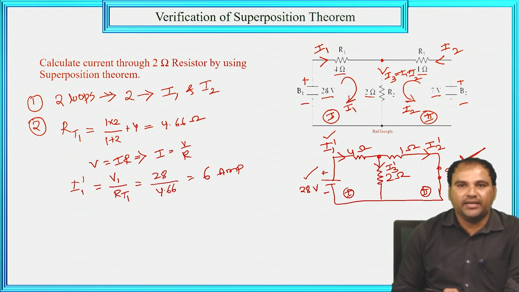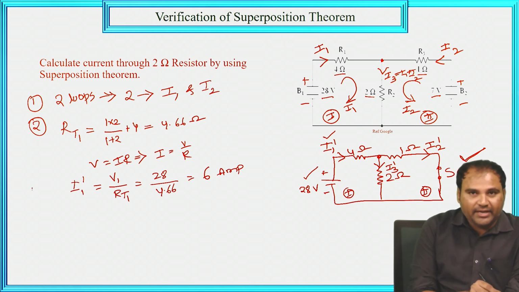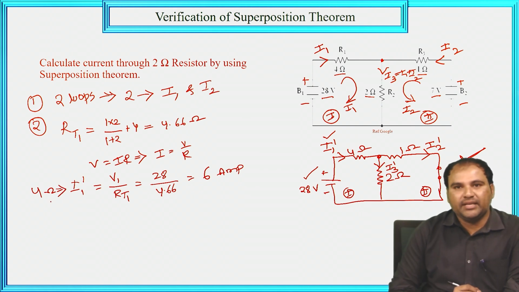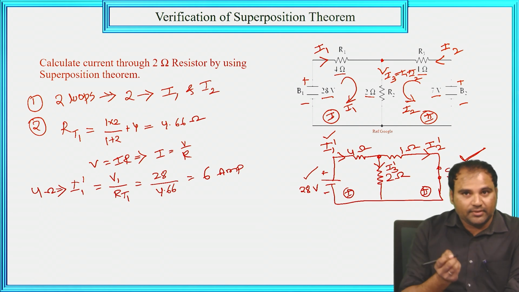That is the current through 1 ohm and the current through 2 ohm. Now, I1 dash is nothing but the current through the 4 ohm resistor, that is the total current of the circuit. Now the current through the 2 ohm resistor.